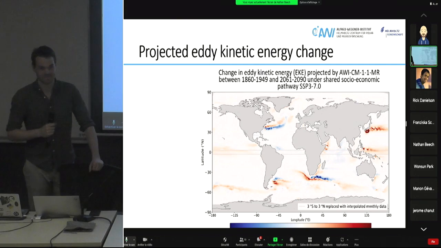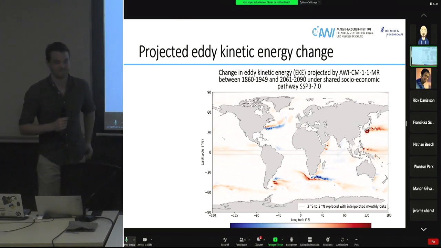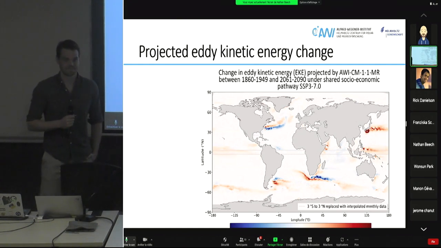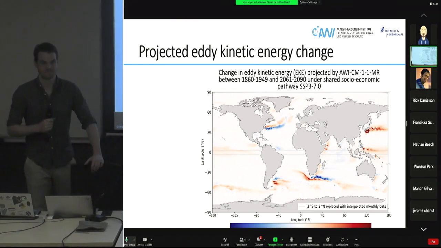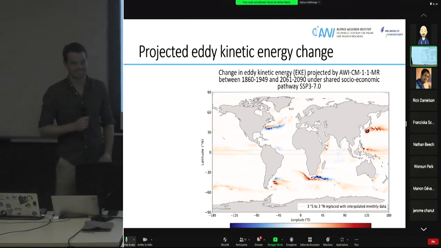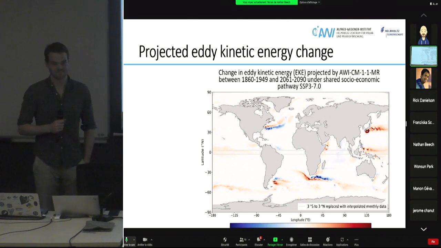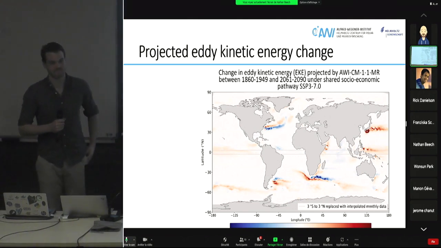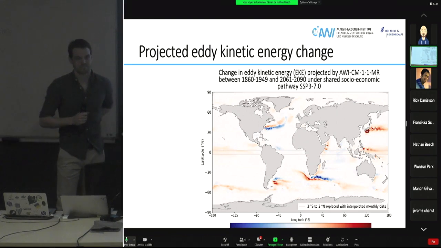Really beautiful talk and beautiful model. One of the things I noticed is that your ACC is very consistently around 171 Sverdrups. This makes me jealous because it's so spot on with the observations. My question is really, did that just pop out? Did that emerge? Or when developing the model, did you turn some knobs to get it so incredibly spot on?